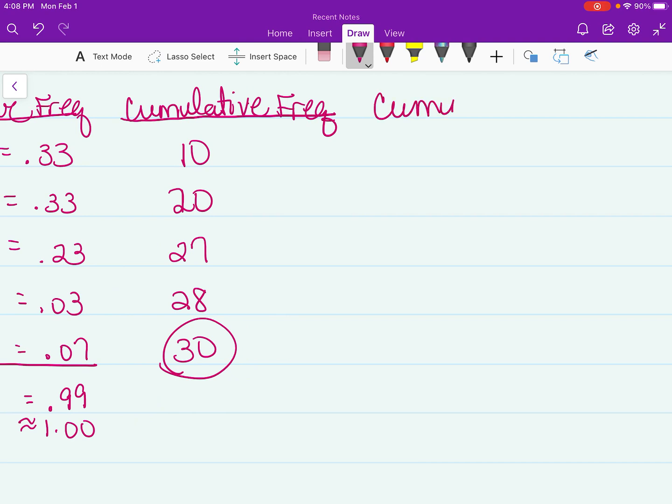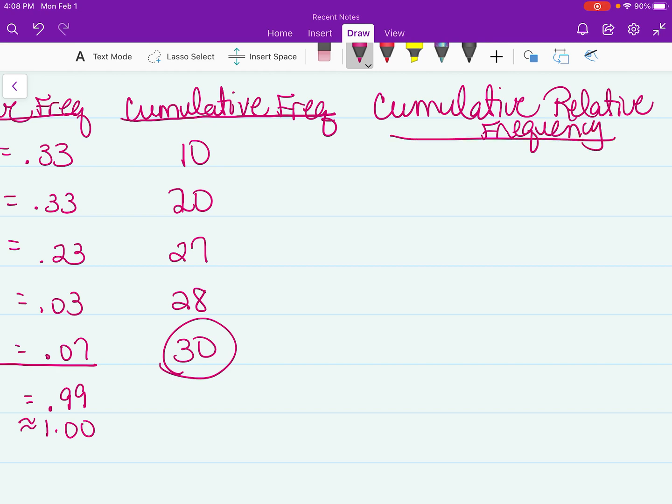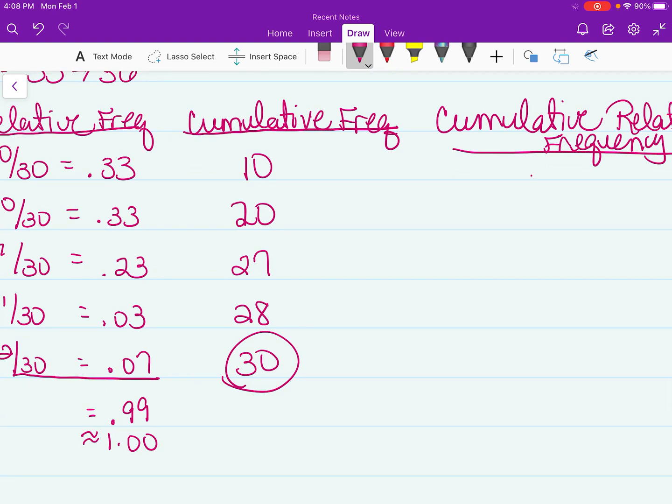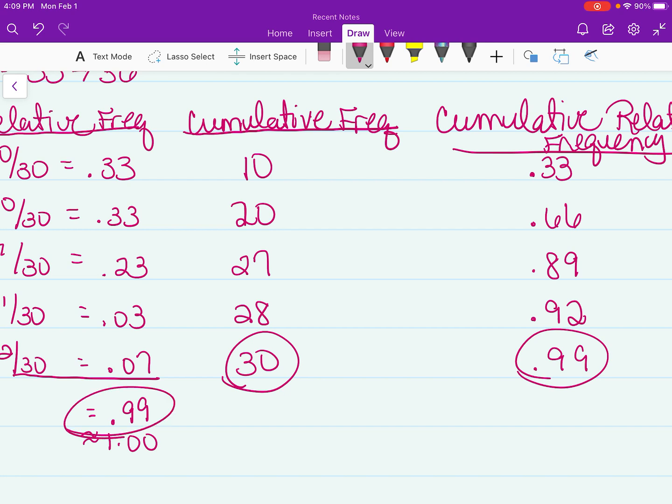Then we have cumulative relative frequency, which is the same thing, only dealing with the relative frequency. So up to that point is 0.33. Add in the next 0.33 and you get 0.66. Add the next 0.23 and you get 0.89. Add the next 0.03, you get 0.92. And next 0.07, and you get the 0.99. And then this number and this number should be the same.